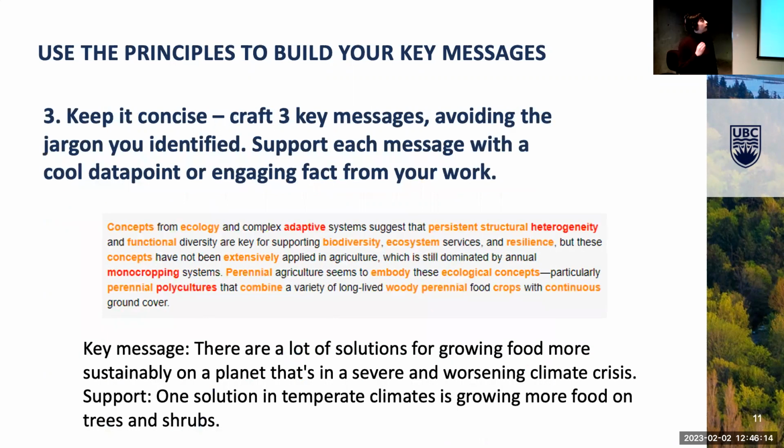So the third principle is to keep your key messages concise. Now we're going to try to craft three messages, avoiding the jargon that I identified, and then move on to supporting each message with a cool data point or engaging fact from your work. Here's one message that I pulled from the abstract and then rewrote, including a supporting fact. In my supporting fact, I've replaced woody perennial polycultures with trees and shrubs, because what we're learning is that growing more food and trees and shrubs is possible and that it's better for the climate crisis.